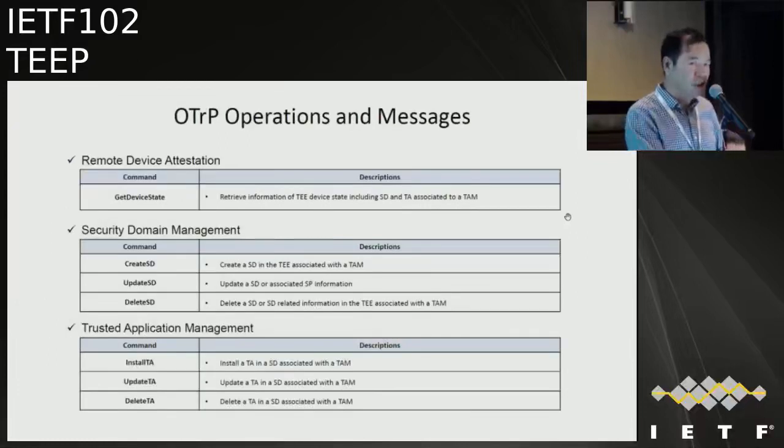So this is a glimpse of the real messages. We have 7 APIs, and each API means some messages. The first one is a global query. It queries what the device state is, how many trusted applications are running in the device, what TEE it is, what trusted applications are running, and what security domains you have. After that, there are two sets of management APIs.